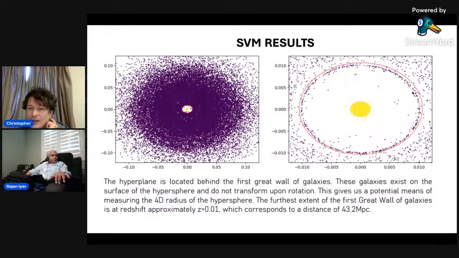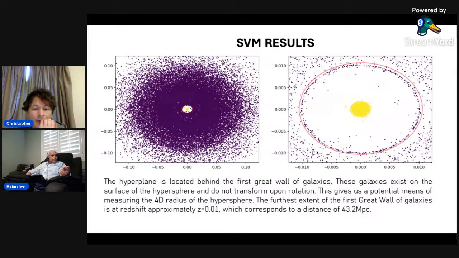And similarly with the galaxies on the surface of the hypersphere, they will only transform on the surface, so they don't move in or out either. So that is interesting, that they are also kind of on the wrong side of the hypersphere decision boundary of the hyperplane.